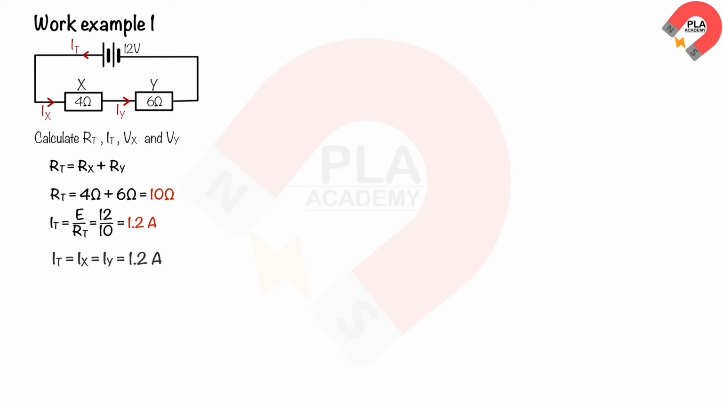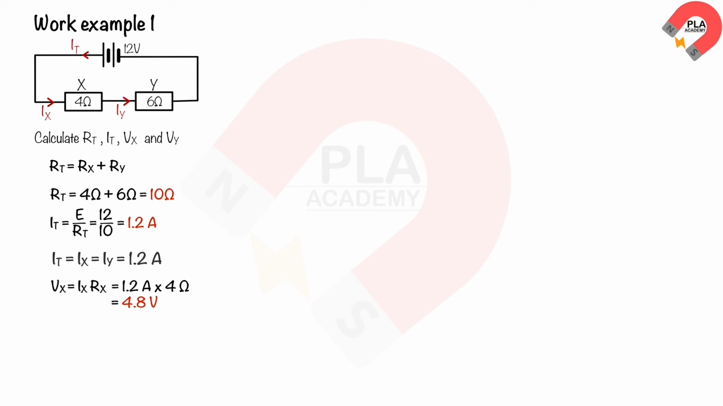Calculate the potential difference across the resistor X using the following equation. Vx equals Ix times Rx. Substitute Ix equals 1.2, Rx equals 4. So Vx equals 4.8 volts.